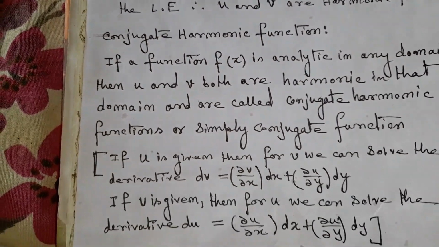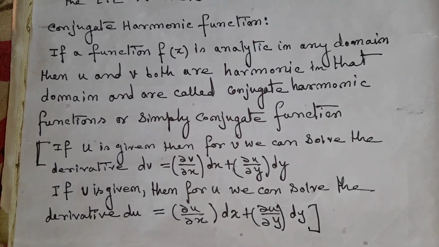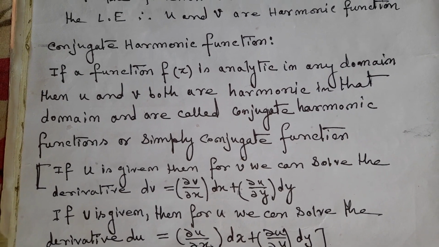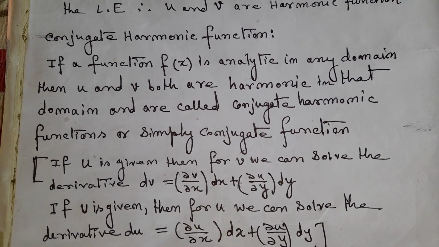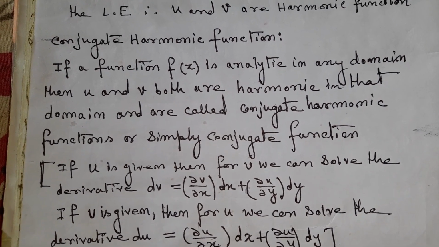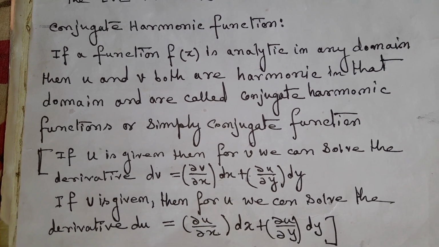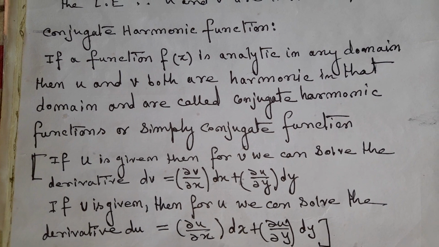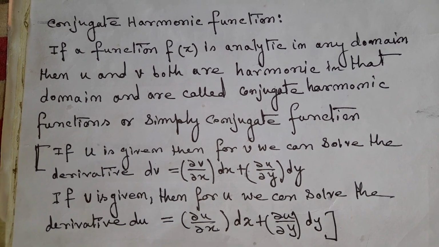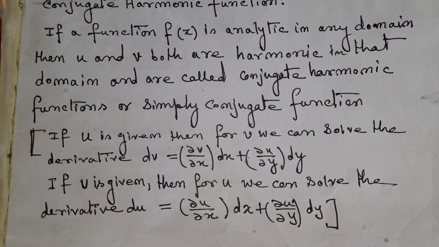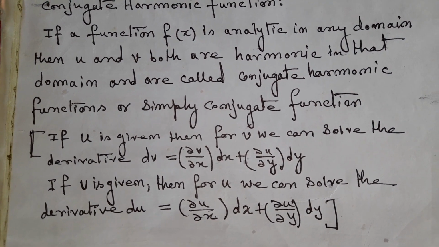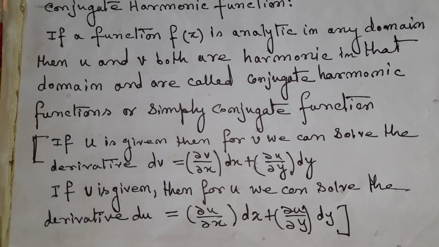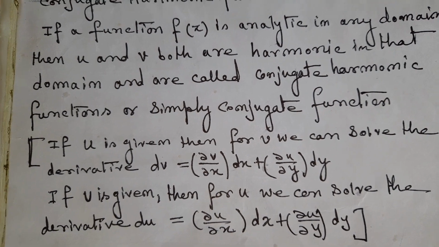Now what is conjugate harmonic function? If a function f(z) is analytic in any domain, then u and v both are harmonic in that domain and are called conjugate harmonic functions, or simply conjugate functions. If u is given, then for v we can solve the derivative dv equal to del v del x dx plus del v del y dy. If v is given, then for u we can solve the derivative as du equal to del u del x dx plus del u del y dy. Now let us go through some question answers.